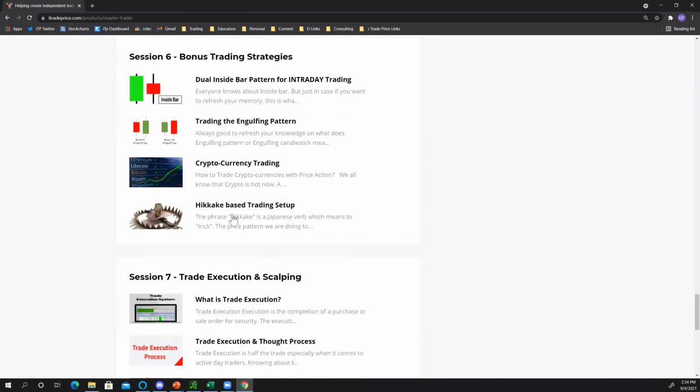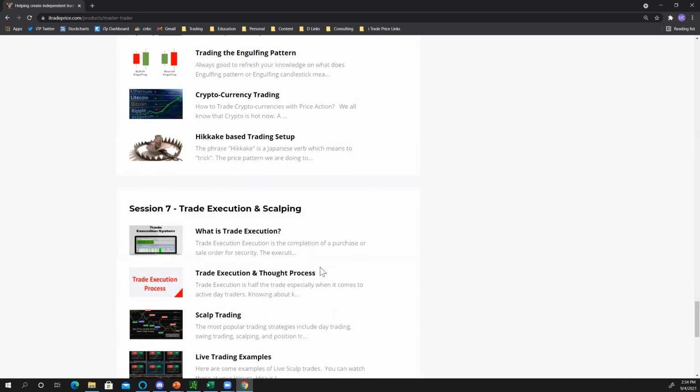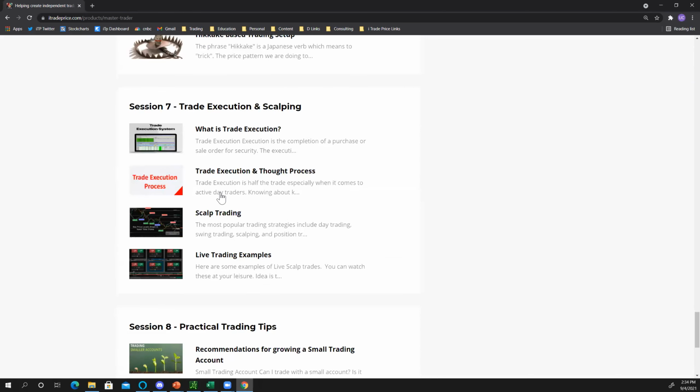And then also there's cryptocurrency trading as well, because it's a new emerging instrument that people like to trade. So there's a different way that one should be handling cryptocurrency trading, okay? Because of the volatility it has and the way it moves. There are some other setups also, and then also a section on how to execute a trade, right?